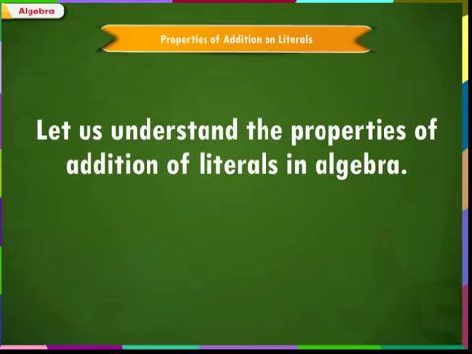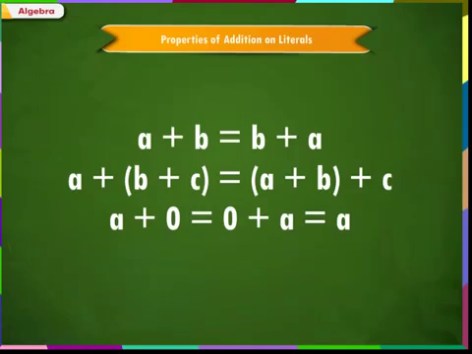Let us understand the properties of addition of literals in algebra. Like numbers, the addition of literals have the following properties. A plus B is equal to B plus A. A plus B plus C is equal to A plus B plus C. A plus 0 is equal to 0 plus A is equal to A.